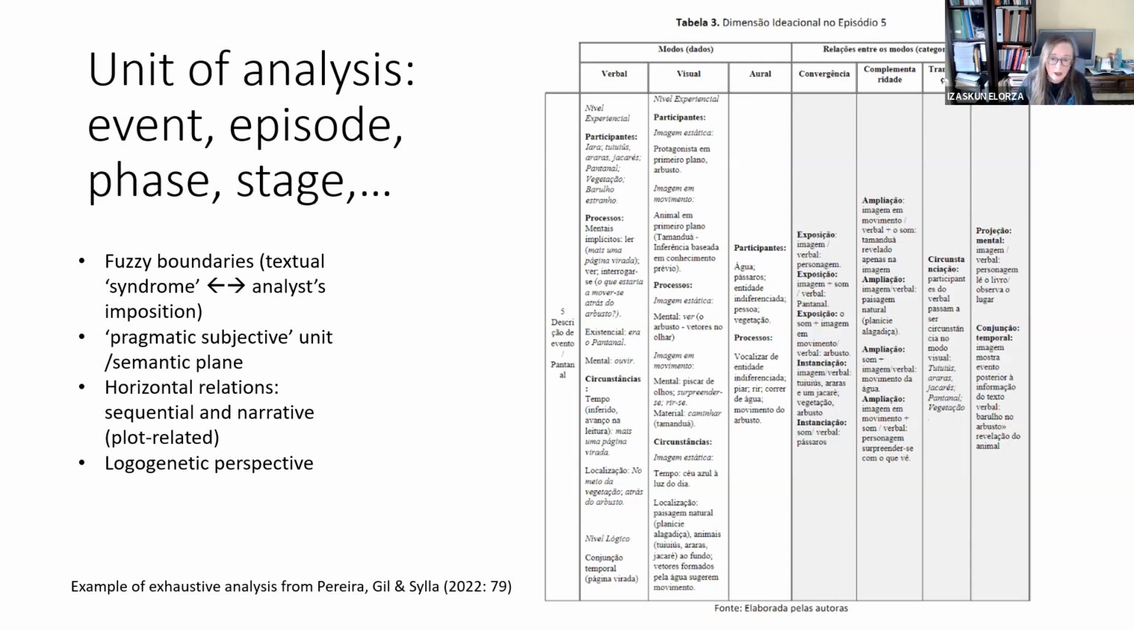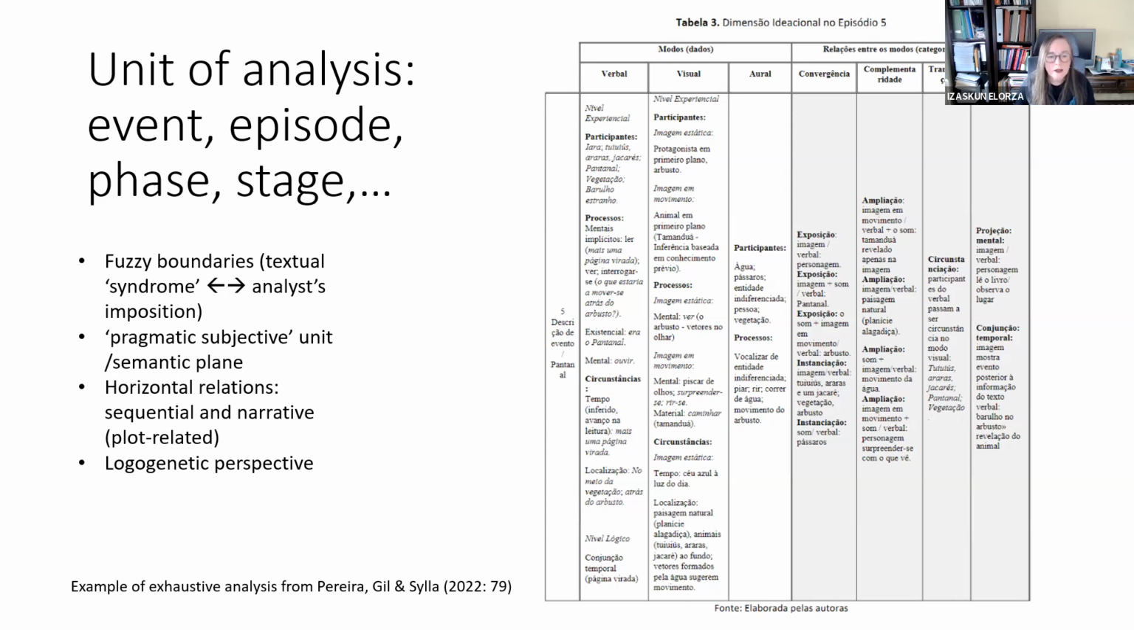But it is, all in all, a pragmatic subjective unit. It is pragmatic as a paragraph is a pragmatic unit. A paragraph is imposed by the writer. An episode, or a stage or phase in this sense, is imposed by the analyst. And we are dealing with a semantic plane. We are not dealing with the expression plane. We are dealing with a semantic discourse here.